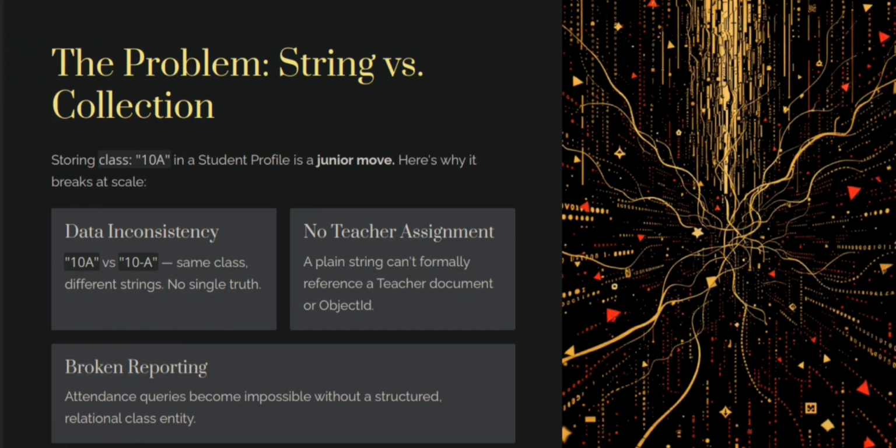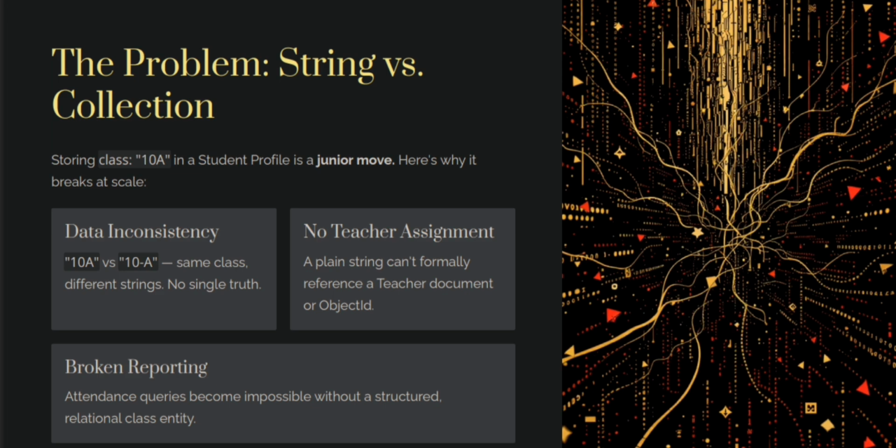Now the question is, why is class structure important? In a real school, it works like this. Class 10 might have 3 sections, 10A, 10B and 10C. Each section has a class teacher and each section contains different students.